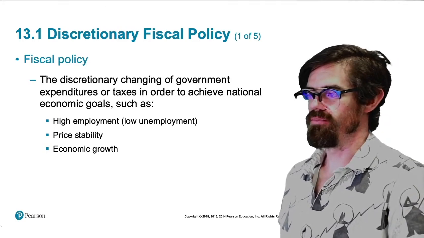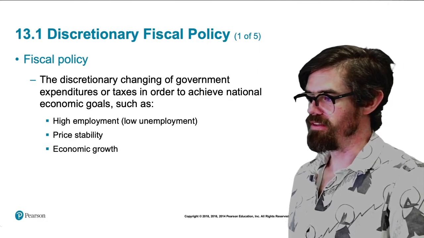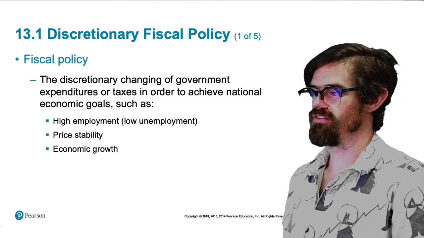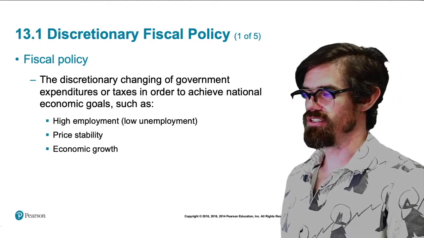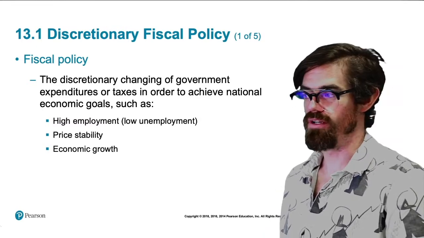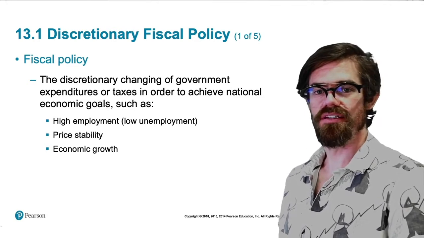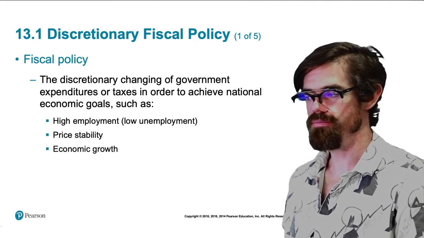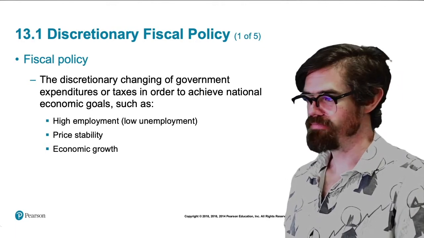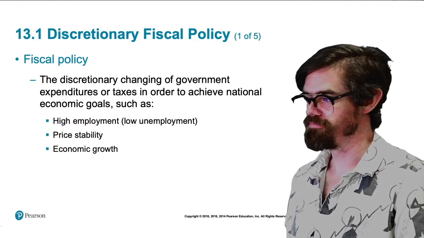Okay, so let's start out by talking about fiscal policy and what it is. So, the discretionary changing of government expenditures or taxes in order to achieve national economic goals, such as high employment, or opposite side of the same coin, low unemployment. Another goal might be price stability, so keeping inflation low or avoiding deflation, as well as another goal of economic growth.